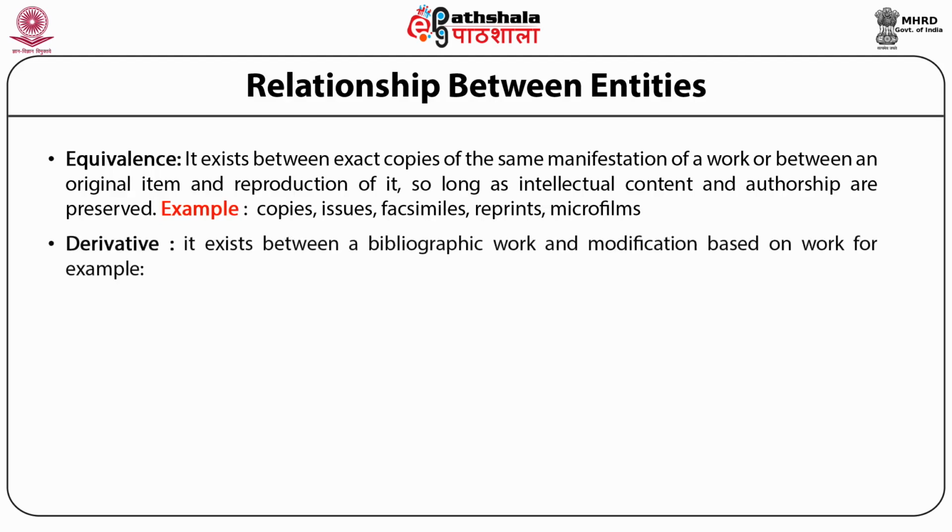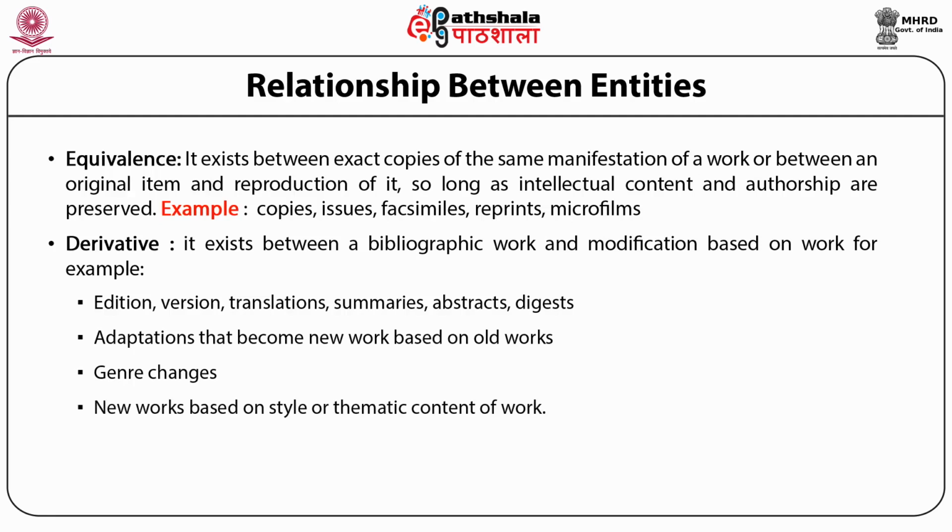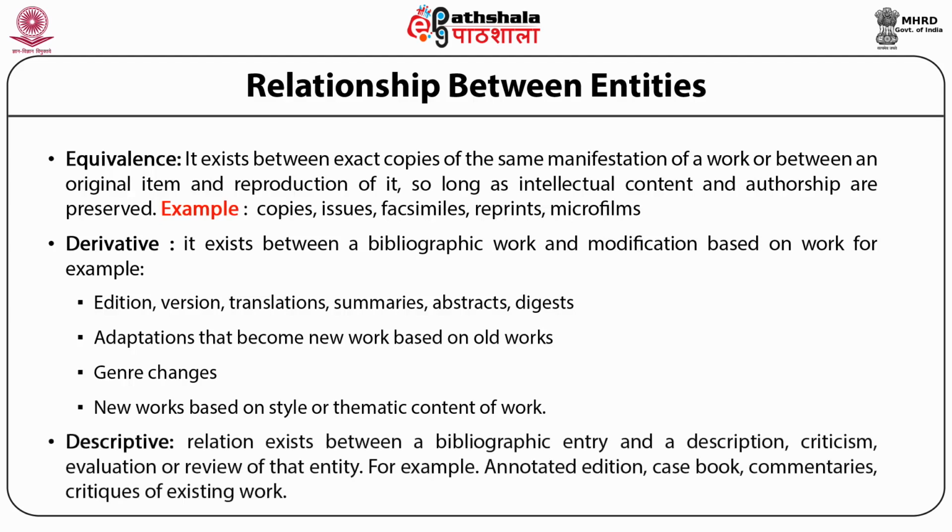Second one, that is derivative. It exists between a bibliographic work and modification based on work, for example, addition, version, translation, summaries, abstracts, etc. Secondly, adaptation, that become new work based on old work. Then genre change. And fourthly, new works based on style or thematic content of work. Third aspect is descriptive. Here the relationship exists between a bibliographic entity or entry and a description, criticism, evaluation or review of that entity. For example, annotated edition, case book, commentaries, critiques of existing works, etc.